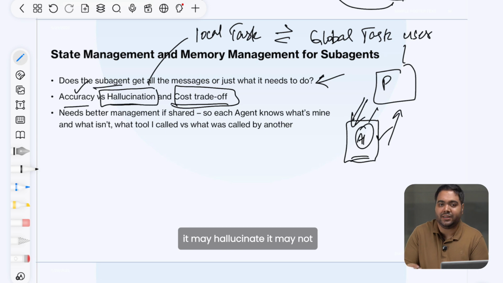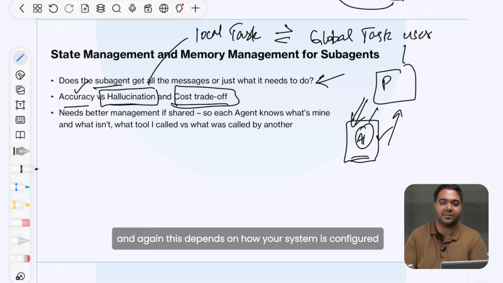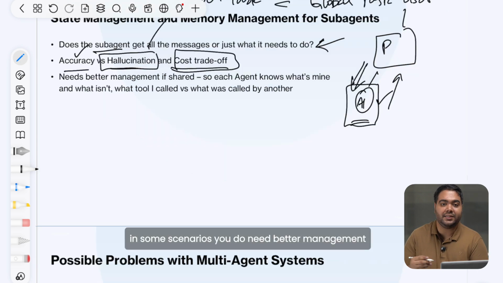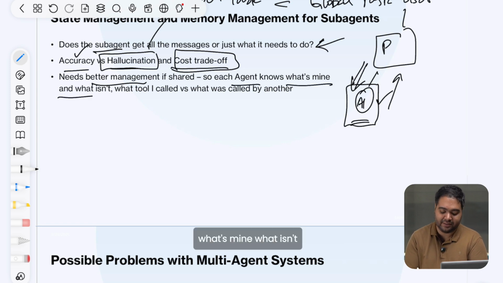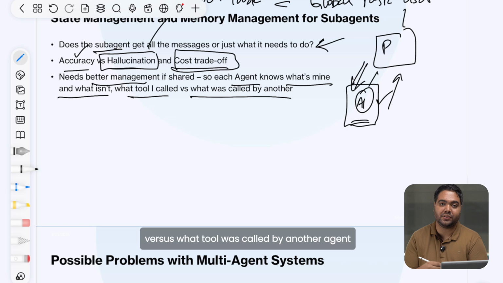It may hallucinate, it may not, and again, this depends on how your system is configured. In some scenarios, you do need better management. So, if you're working with all of the shared states and everything, each agent must know what's mine, what isn't, what tool I called versus what tool was called by another agent, and maybe a few differentiating factors as well, because if not, it can get confused.